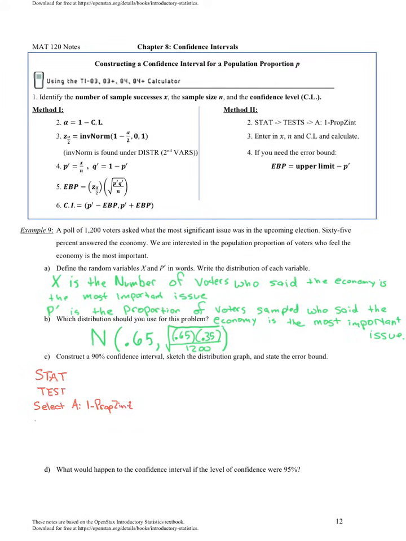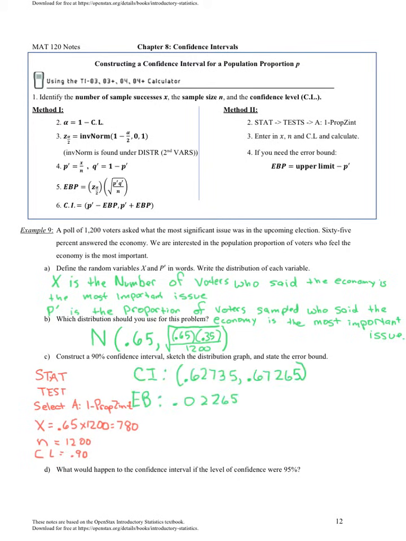Now be careful here, because when you enter x, they did not tell you how many people said the economy was most important. They told you 65% of 1,200 said it was most important. So in this case, to find x, you would have to take 0.65 times 1,200. Our sample size is 1,200, our confidence level is 90%. And hopefully you got these answers here.